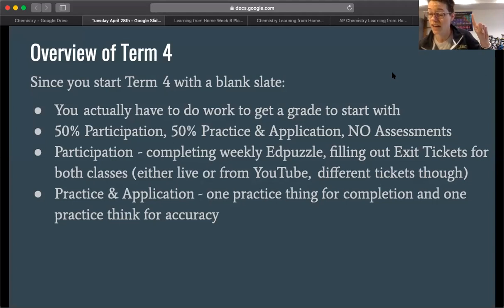One was for a practice website for you to practice electron configurations, but there's no account or anything like that to do. So all I'm asking is, after you practice on that website, take a screenshot and upload it to the assignment in Google Classroom to prove to me that you actually practiced on that website. Cool. There's half of your practice and application points.